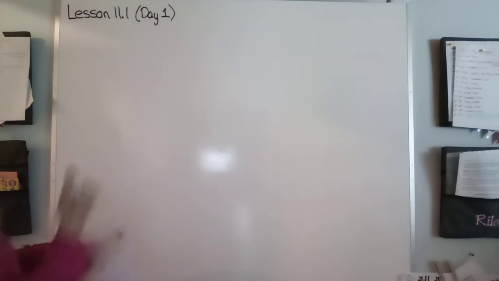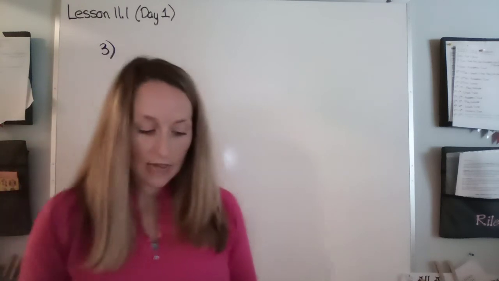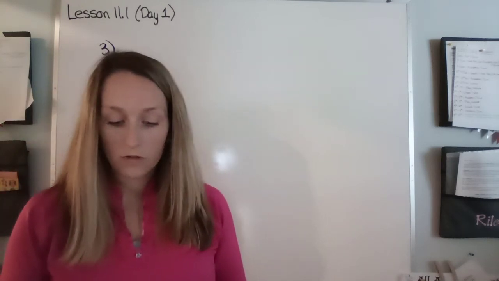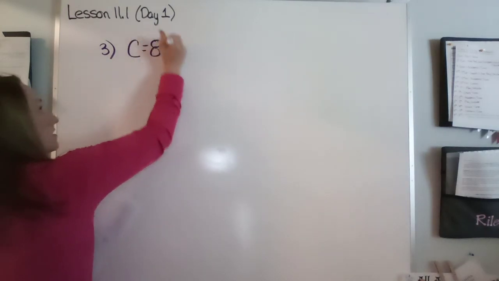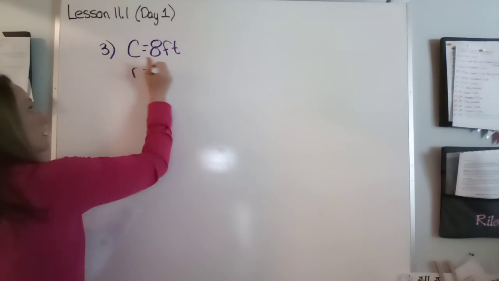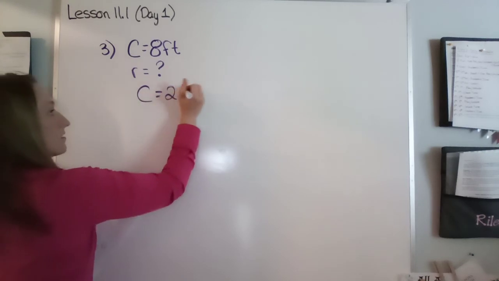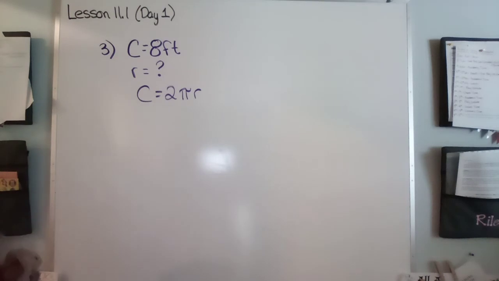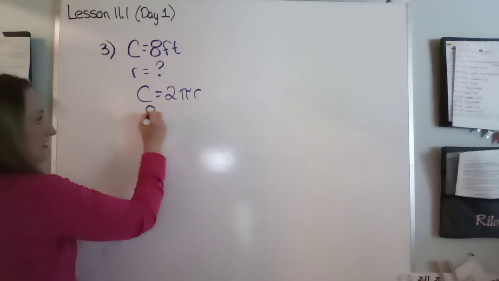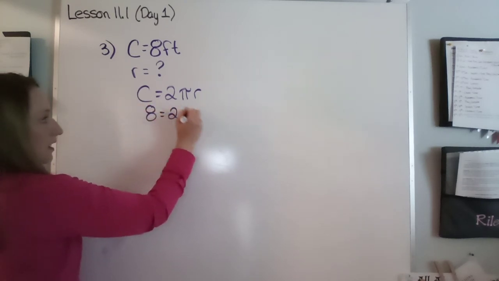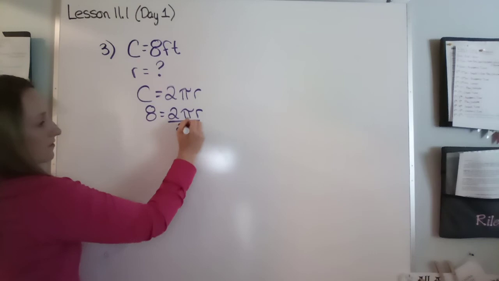All right, problem number 3. For problem number 3, it's asked us for the radius of a circle with a circumference of 8 feet. So what do you know? You know the circumference is 8 feet. You're trying to find the radius. Write down your circumference formula, 2 pi r, or pi times d. Since I want to know the radius, that's my unknown, I know the circumference is 8, so 8 is equal to 2 pi r. Divide both sides by 2 pi to get r by itself.